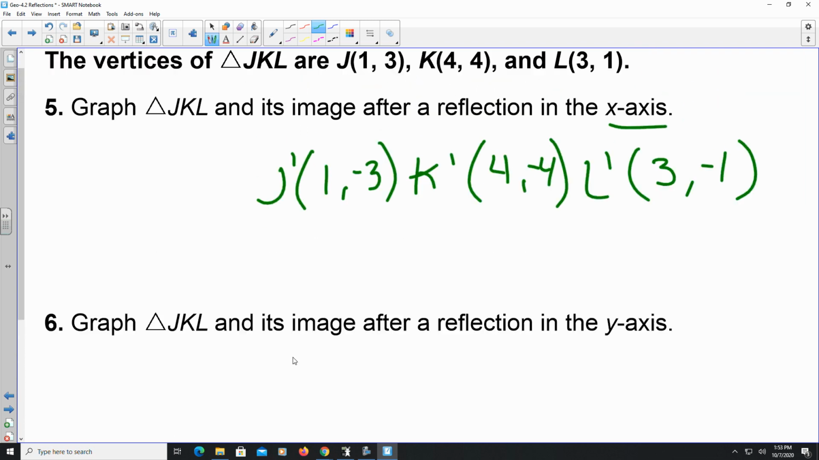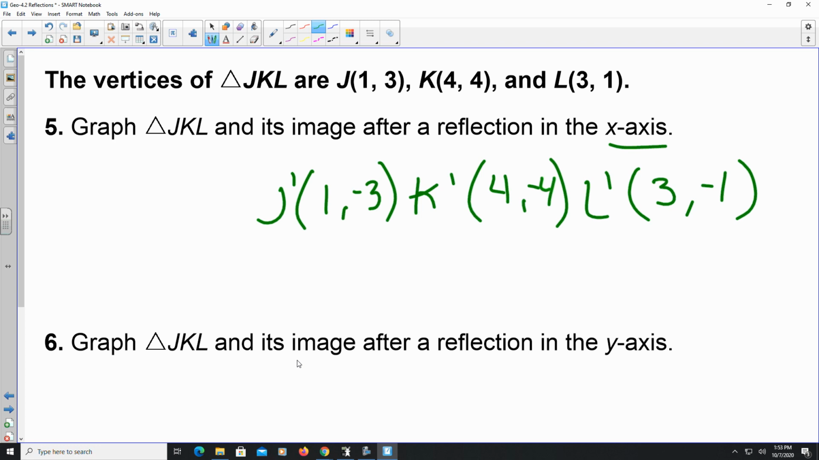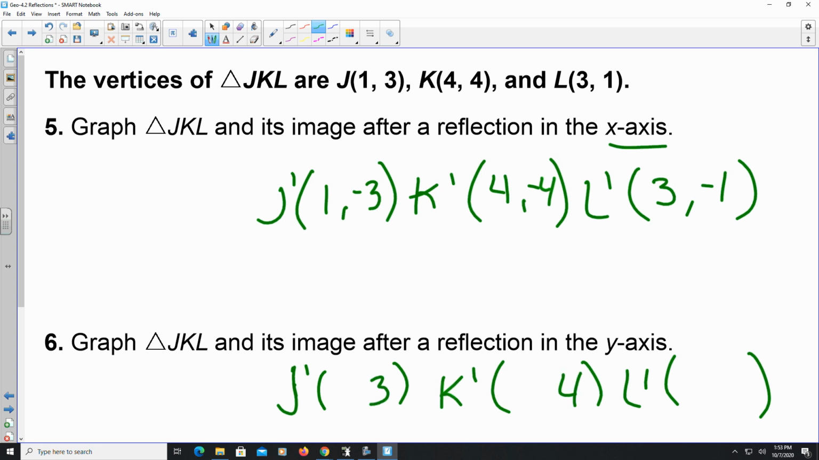All right. Same idea for 6 when I look for my J prime, K prime, and L prime. Now they're saying over the y-axis. So with the y-axis, those y values stay the same: 3, 4, and 1. And what gets changed is our x. So this is now negative 1, this is now negative 4, and this is now negative 3.